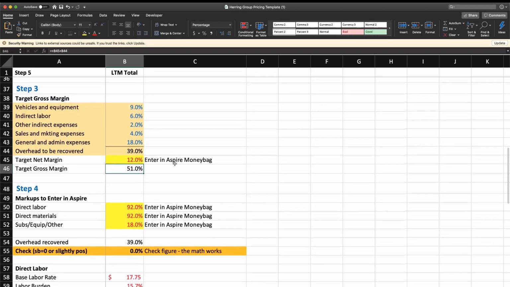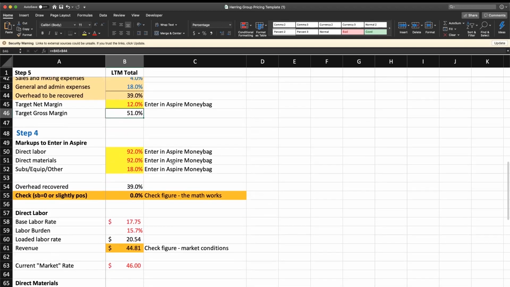Now, how do we do that? Well, in Aspire, we do that by setting markups for direct labor, direct materials, and you can actually set markups for each of these 3 items here on line 52, but I've simplified it here. So the yellow items with red numbers in them are the items that go into your Aspire money bag.